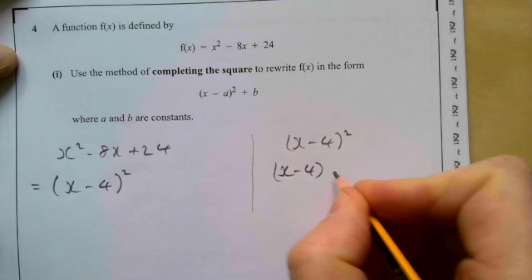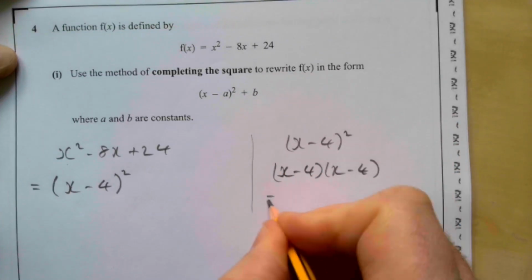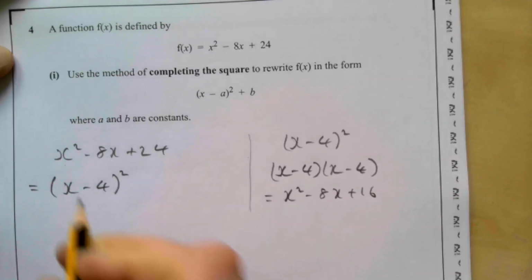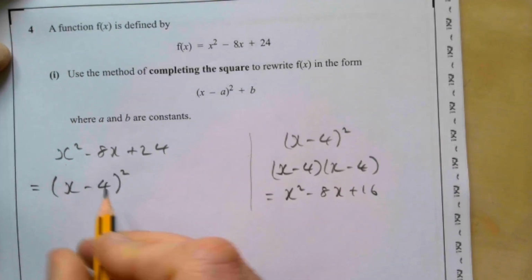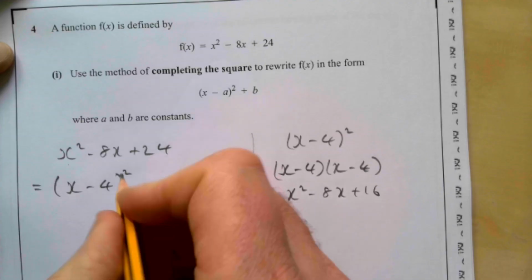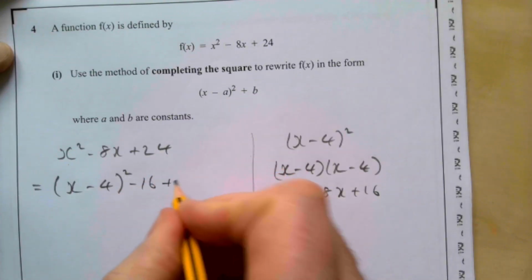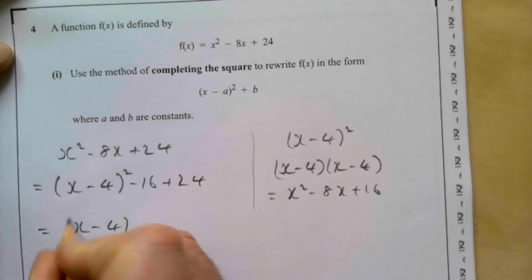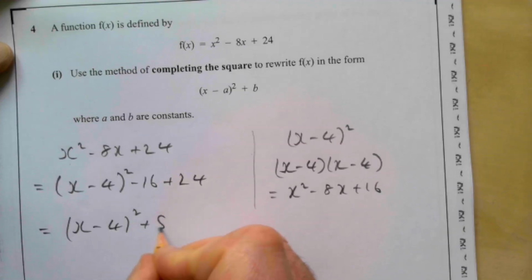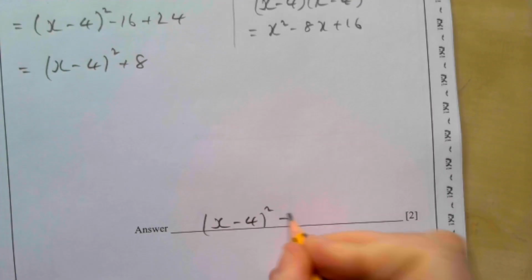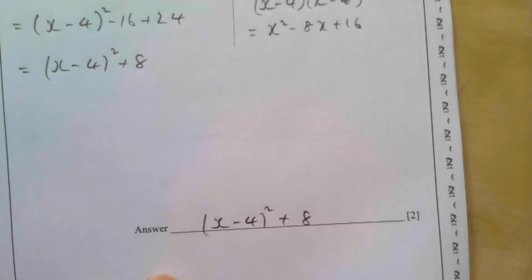That's x minus 4 upon x minus 4, and that gives me x squared, outer and inner is minus 8x plus 16. That means this generates a 16 that we do not want. So after this gives us x squared minus 8x plus 16. So we take away our 16 and then we add our 24. So that gives us then x minus 4 all squared plus 8. So my answer to this one then is x minus 4 all squared plus 8.